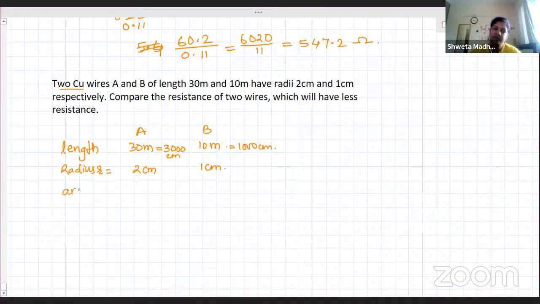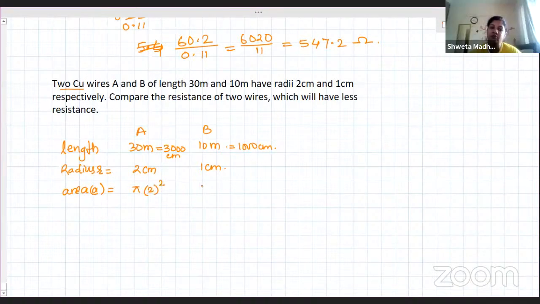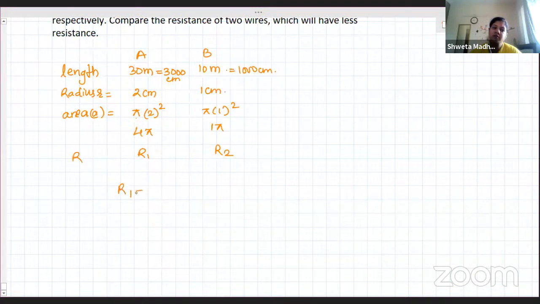Then what is area? Area A is equal to pi r square. That is pi into 2 square, pi into 1 square. So that is 4 pi and 1 pi. And we have to compare their resistance. R1 and R2 we will consider. So R1 is equal to rho L1 by A1 and R2 is equal to rho L2 by A2.